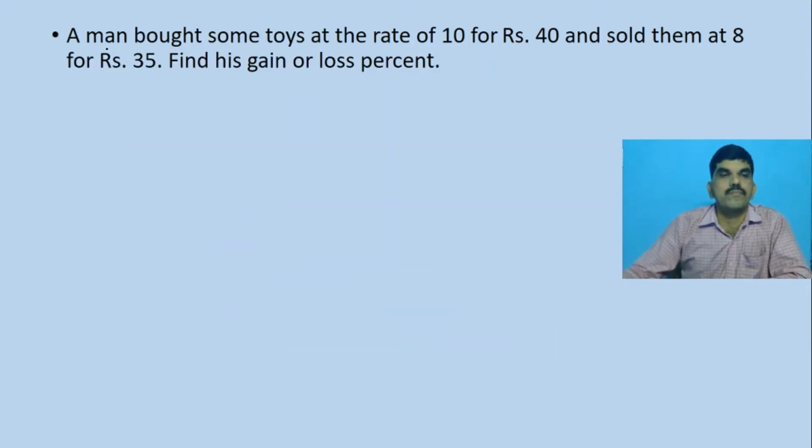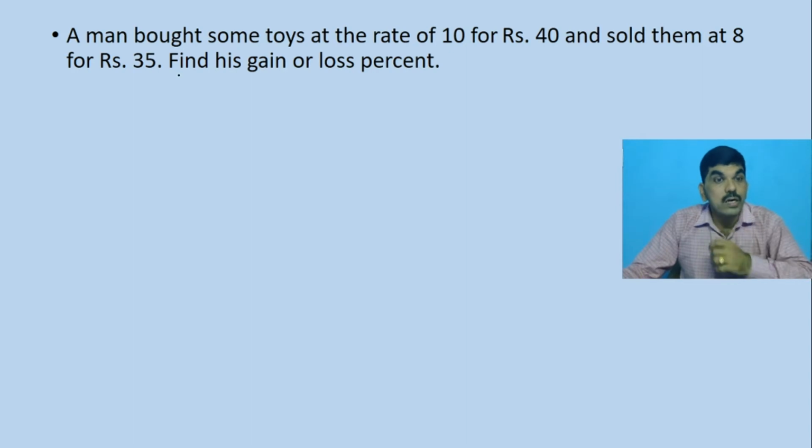Now see this problem. A man bought some toys at a rate of 10 for rupees 40 and sold them at a rate of 8 for 35. So the cost of each toy is not given. Some toys he purchased, but the quantity, how many, is also not given. So if we find the profit or loss for one toy, it remains the same as the profit or loss for the entire set of toys. Right? It is a percentage.